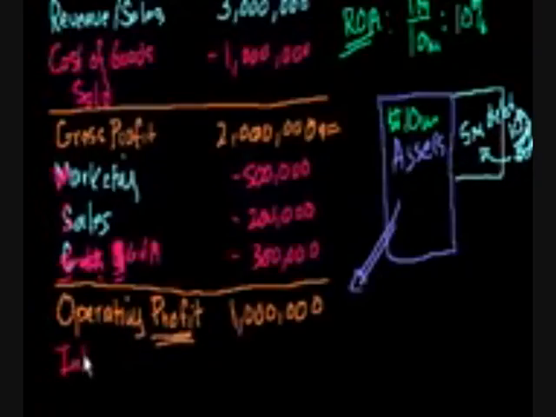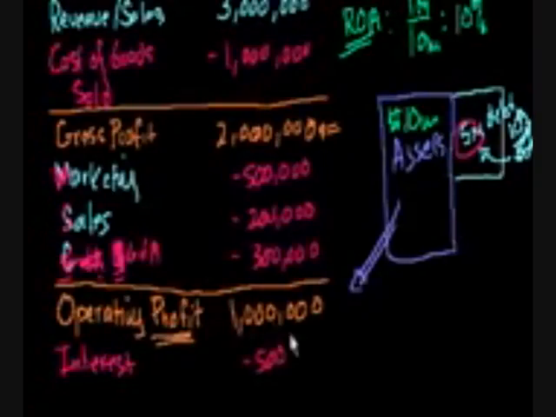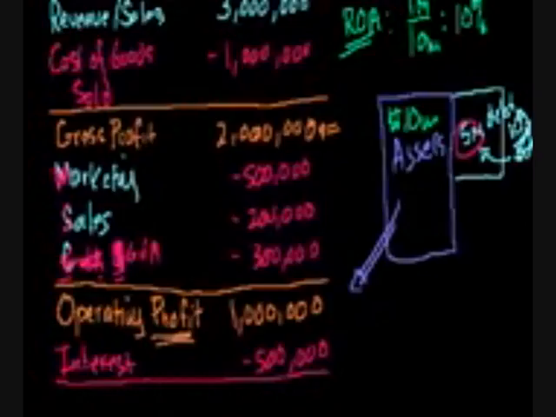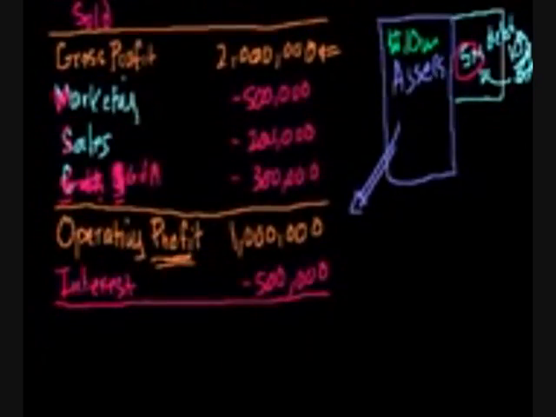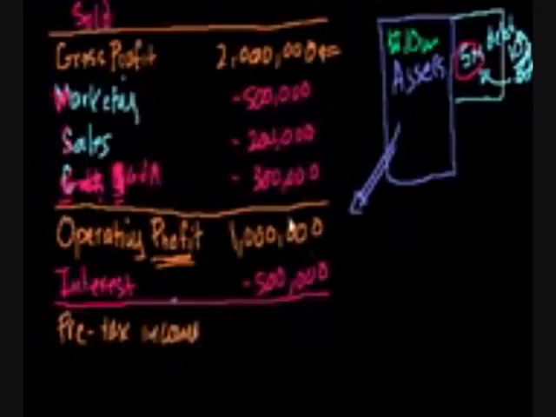Interest expense. And obviously a company that has no debt will have no interest expense. But in this case we do, and this is an annual income statement. So let's see, we have $5 million of debt, and we're paying 10% on that. 10% of $5 million is $500,000 a year in interest. So we have to essentially take half of our operating profit and give it back to the bank. And now we are left with, we're getting close to where we need to get to, our pre-tax income. If we do the subtraction, we're at $500,000.